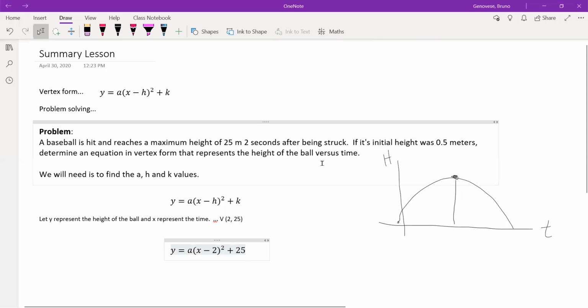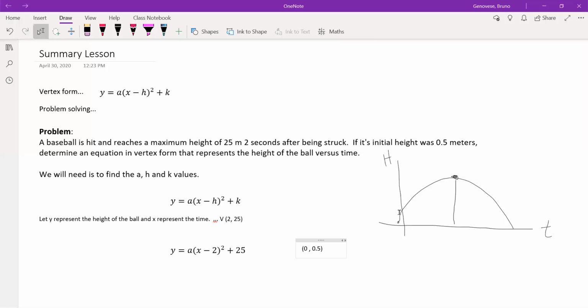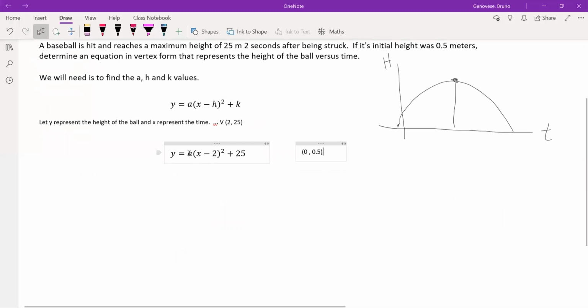So we're going to need to use some other piece of information. What else were we given? Initial height was 0.5 meters. Using this little diagram here, in an ordered pair, the initial height is at time 0, and the height will be 0.5. So we can use that piece of information to replace what we have here and come up with the a value, because our y is the height, 0.5, and the x is the time, which is 0.